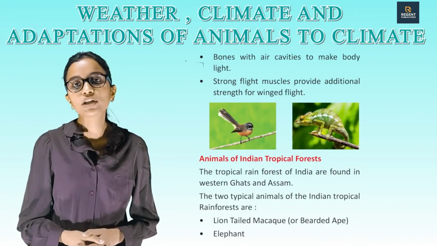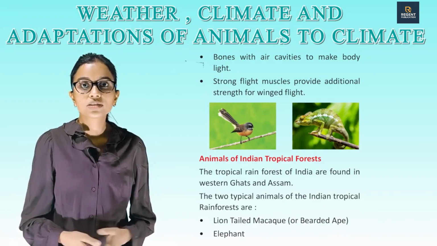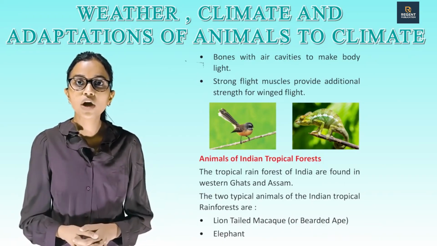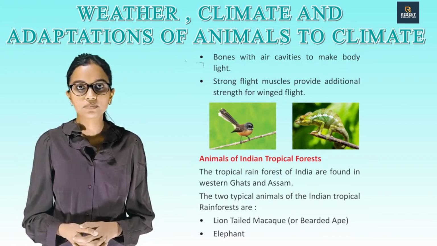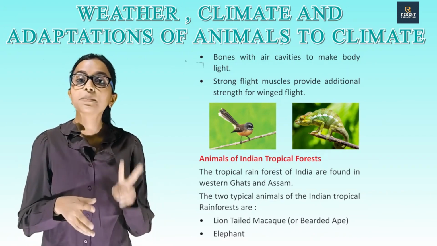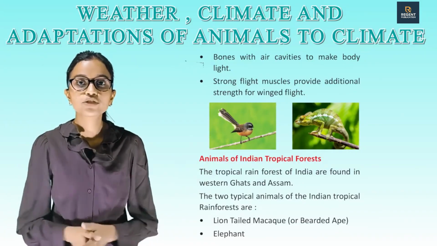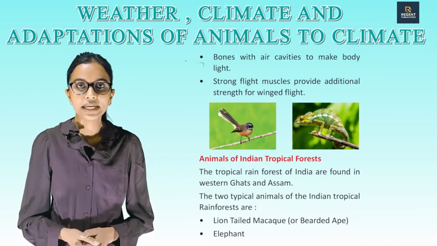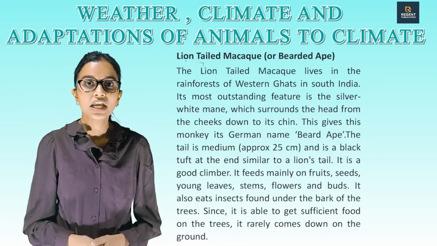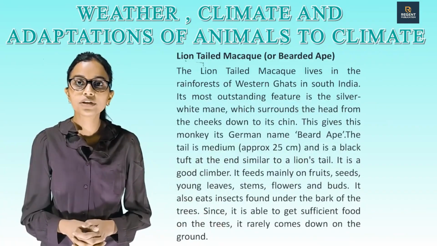Animals of Indian tropical forests. The tropical rainforests of India are found in Western Ghats and Assam. The two typical animals of the Indian tropical rainforest are lion-tailed macaque or bearded ape, and elephant. Lion-tailed macaque or bearded ape.